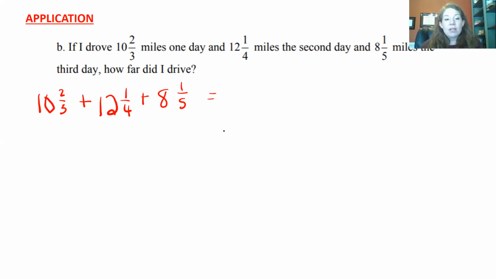All right, so on all of these problems, I have told you to go ahead and make them improper and then find common denominators. It's always important, especially to do that for subtraction problems, because subtraction problems can start being complicated if you don't do it that way. However, with addition problems, you can go ahead and leave them as mixed numbers. Go ahead and find common denominators, and then deal with the fraction at the end if it's improper.